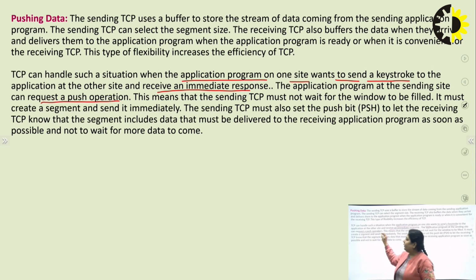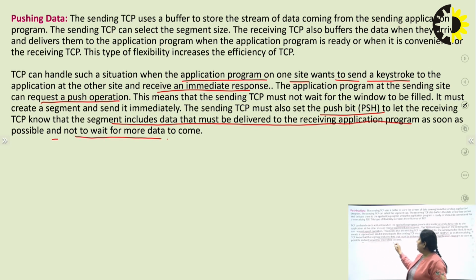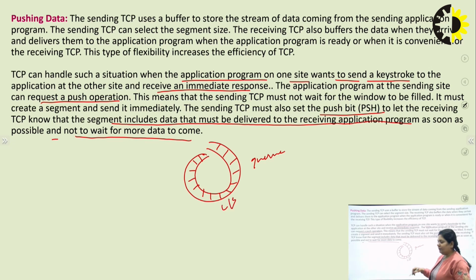It requests a push operation. In the push operation, it sets the push bit and lets TCP know that the segment includes data that must be delivered to the receiving application as soon as possible and not to wait for more data to come. That is, TCP maintains a queue buffer. It has a circular queue buffer, or a circular array, which is a queue, and it buffers the data at both sides, at the client as well as at the server side.